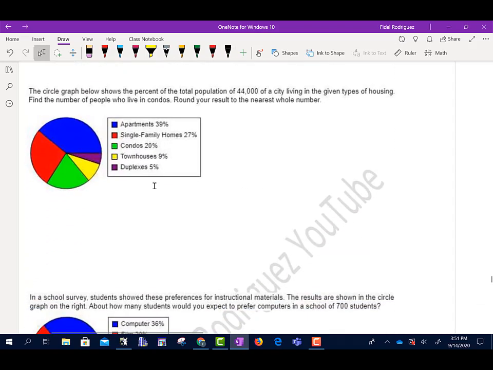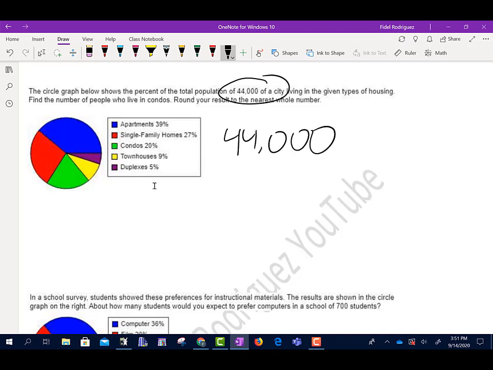Okay. And we also have pie graphs here. So let's take a look, see if we can figure out pie graphs. It says the circle graph below shows the percent of total population of 44,000 of a city living in the given types of housing. Find the number of people who live in condos and then round our answer to the nearest whole number. Okay, so the first thing we're going to do is we say, how many people are living in this city? 44,000, okay? We want to know what percent of them live in condos. Condos is 20%.